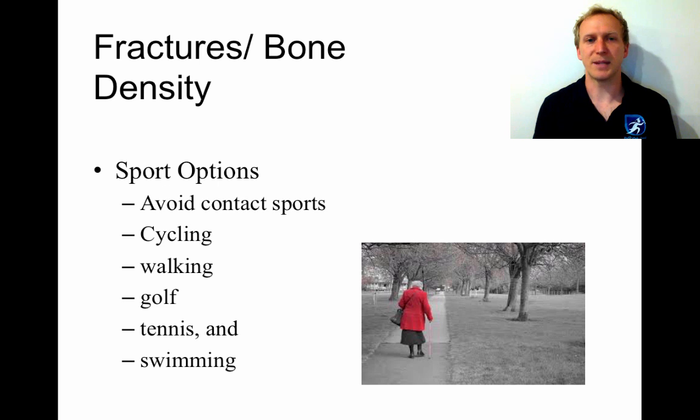In terms of sports participation options, these people want to avoid contact sports. So if you've got poor bone density and you're more likely to break your bone, you don't want to go and play rugby league because you're more likely to break a bone playing that than you are if you're off doing cycling or walking or something. So you want to give them sports where they can still enjoy themselves. So golf, tennis, swimming, things where there's not a lot of high impact and not a lot of contact within that sport.